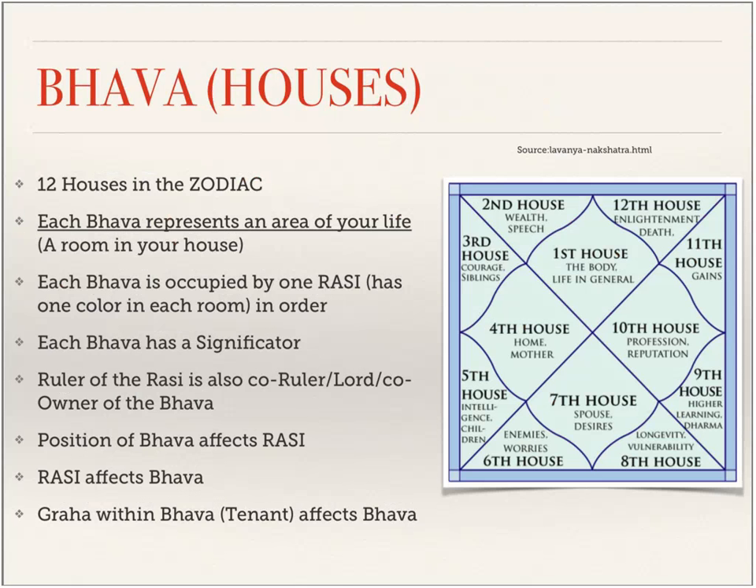Okay. Moving into bhavas, and we touched on this briefly. The bhava means condition, a state of being, right? A bhava represents an area of your life. So using the apartment metaphor, you can think of each of the 12 bhavas as representing a room in your house. Each room has its purpose. It has a general function.